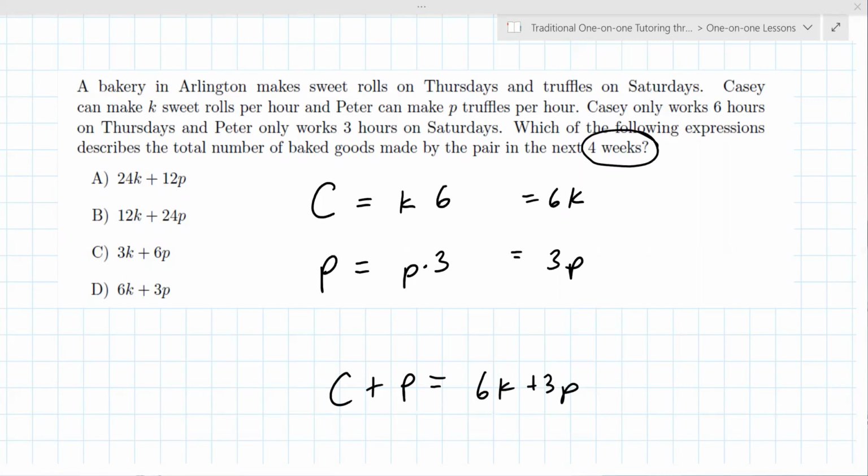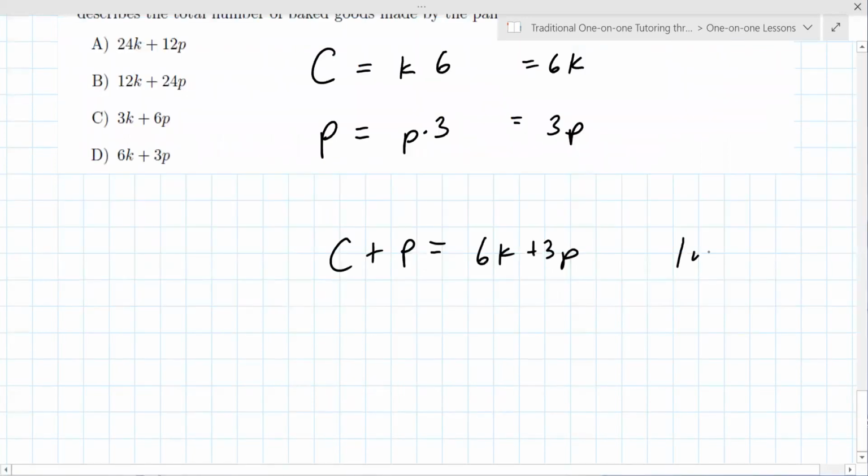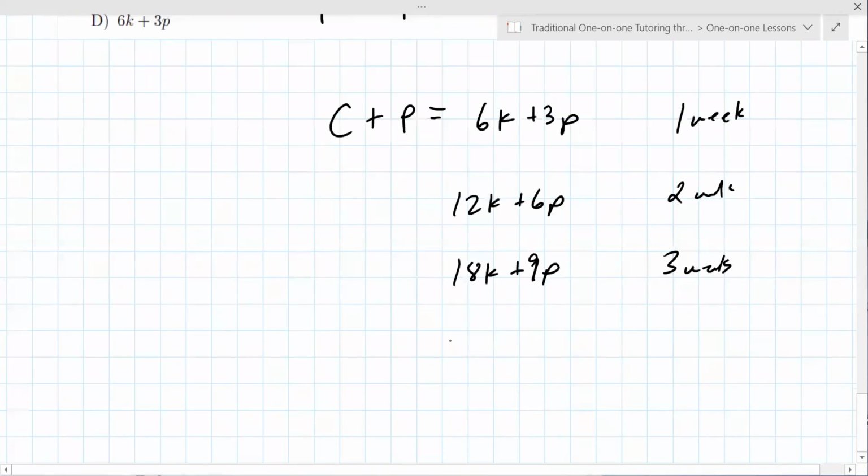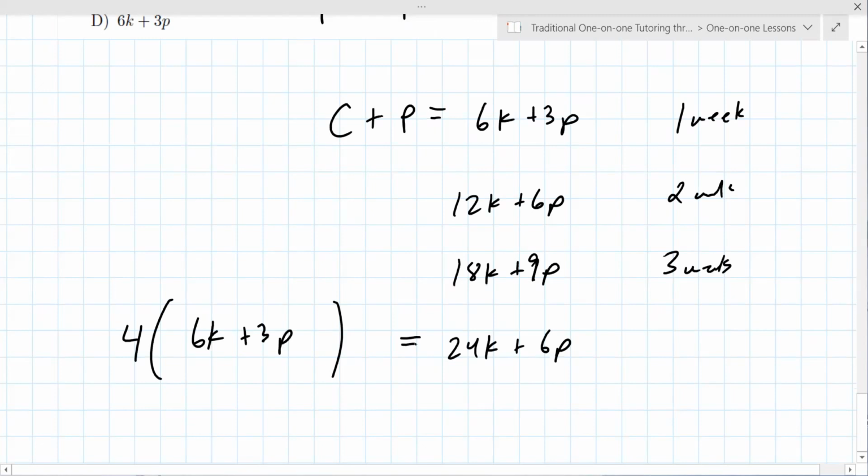Well, 4 weeks, but they only work on Thursdays and Saturdays. Right, but that means this is 1 week. So 2 weeks would be 12K plus 6P. Oh, is it A actually? Yeah, but let's talk about how we could shortcut this, because you don't want to be writing this out. Do you see how you could have multiplied the original expression by 4 to get this? Yeah.